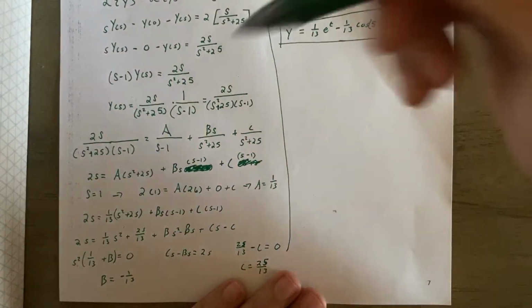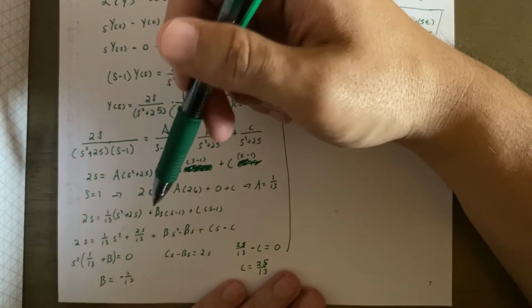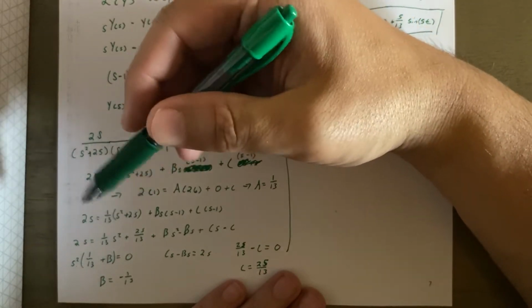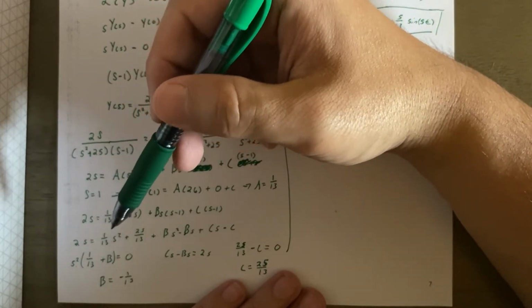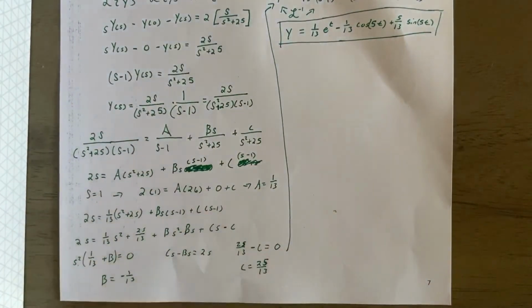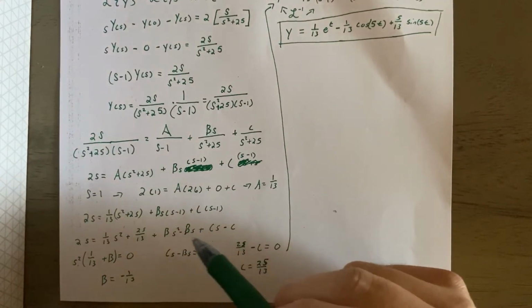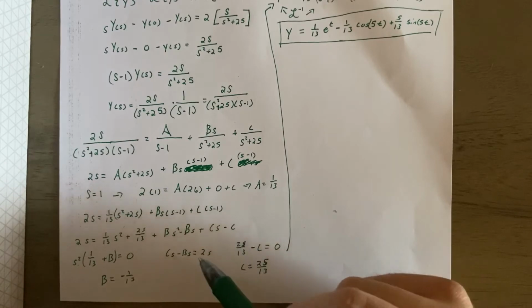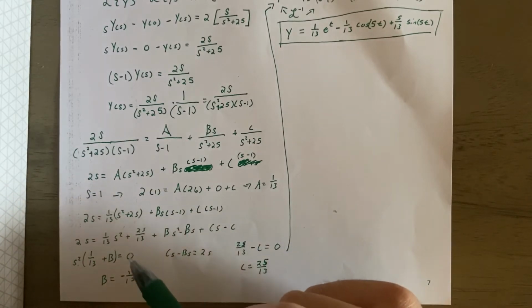So I'm going to plug that in for a, and b and c are going to stay the same. Now I'm going to go ahead and distribute my b, c, and 1/13. So the first part is 1/13 s squared plus 2s over 13 plus bs squared minus bs plus cs minus c. And this is all after distributing the bs and the c.